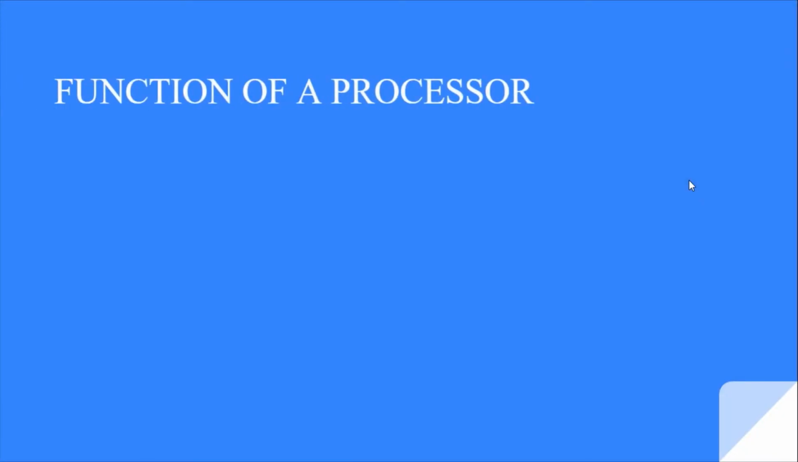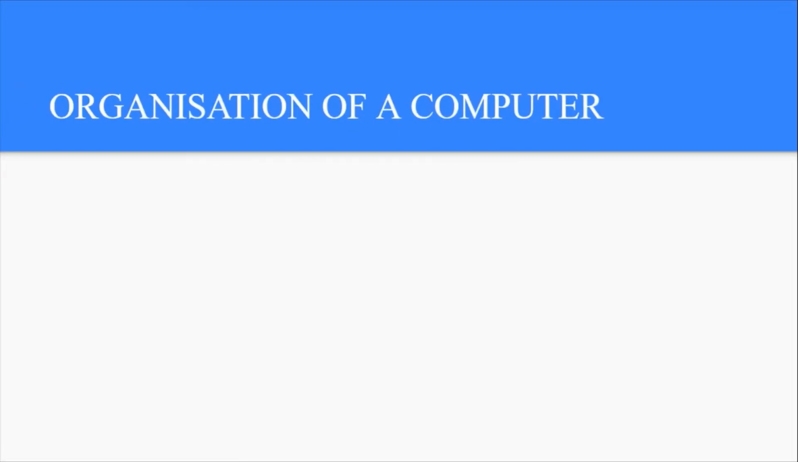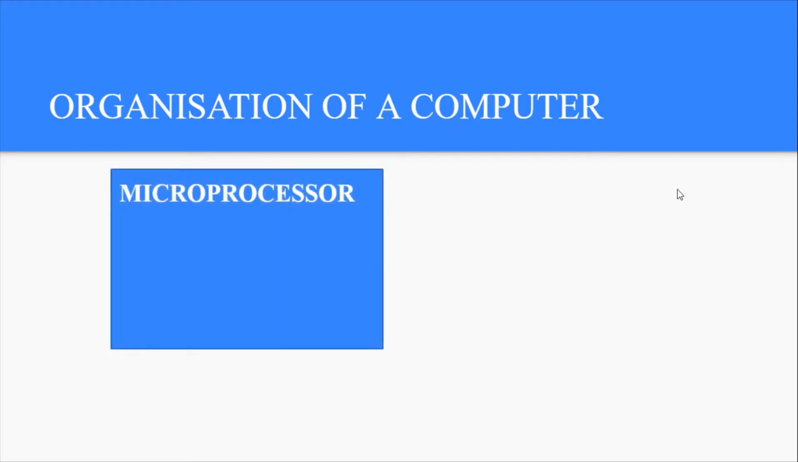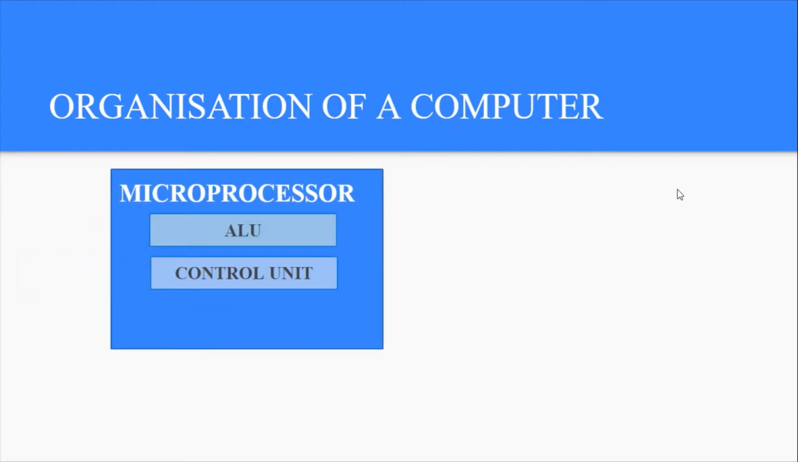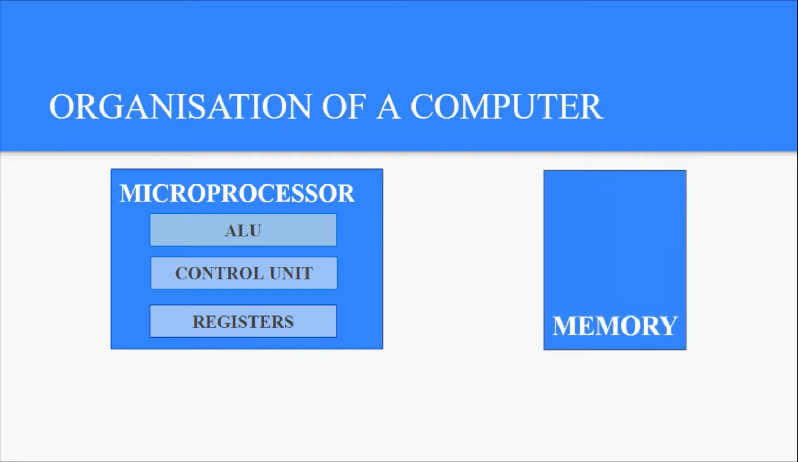Today we are going to learn about the function of a processor. So we will revisit the basic organization of a computer. Wherever there is programming involved, there is a processor to process and compute the instructions given in the program. The programs and its data are stored in memory.